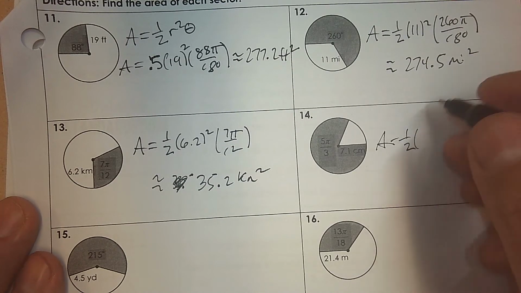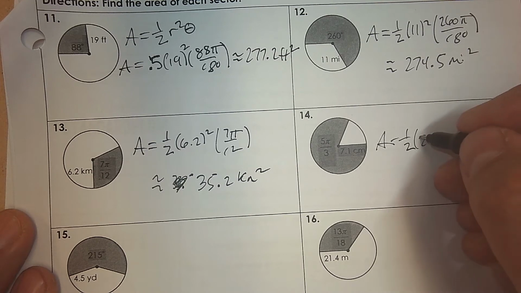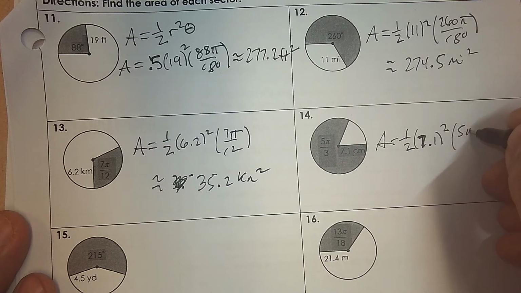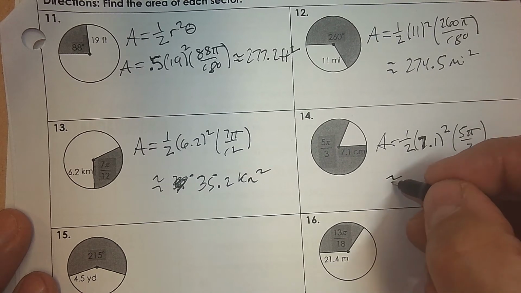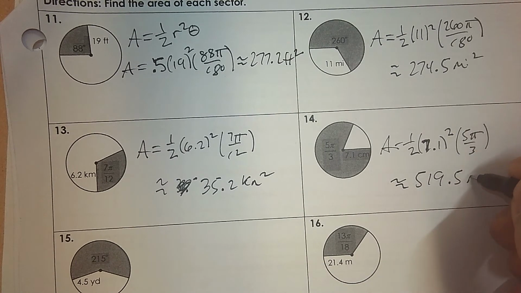Number 14. The radius is 7.1. 7.1 squared, and again the angle's in radians, we don't need to change it. When you type it in, go diamond enter at the end, and you get 519.5 meters squared because it's area.